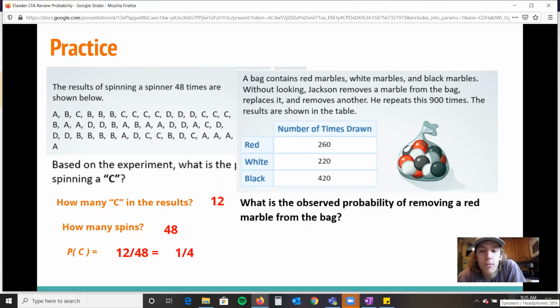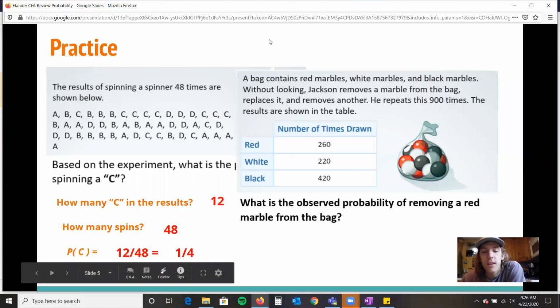A bag contains red marbles, white marbles, and black marbles. Without looking, Jackson removes a marble from the bag, replaces it, and then removes another. He repeats this process 900 times. So Jackson's got a lot of time on his hands. Maybe he's in quarantine, and he's just pulling marbles out, putting them back, pulling them out, putting them back, okay? And he's recording the results. So what is the observed probability of removing a red marble from the bag?